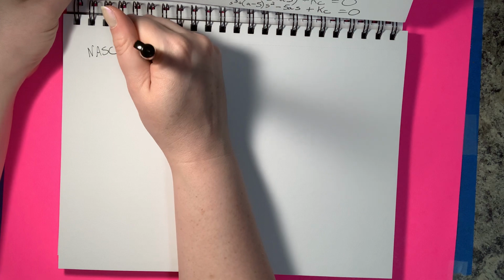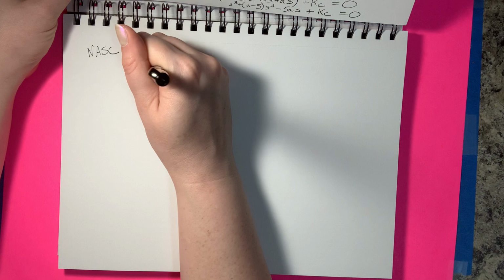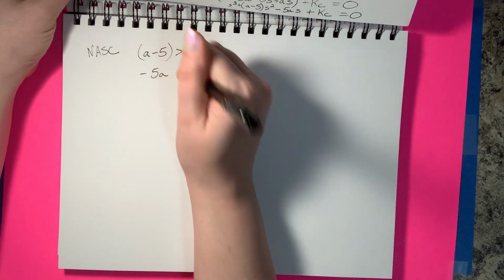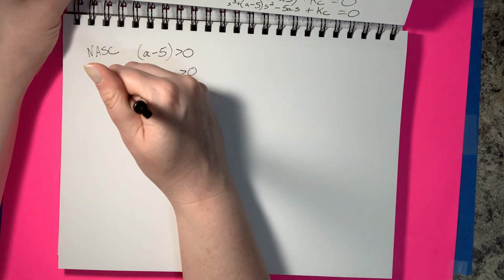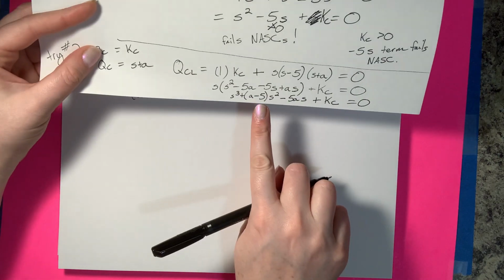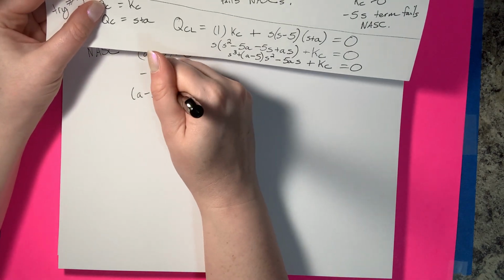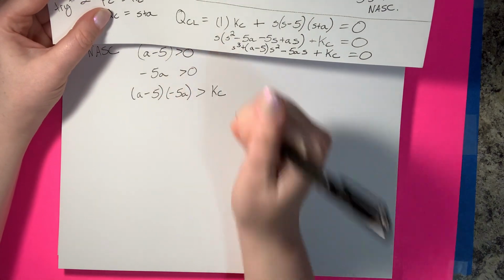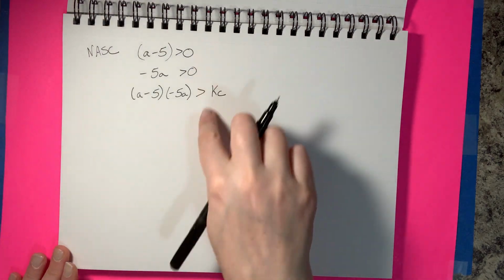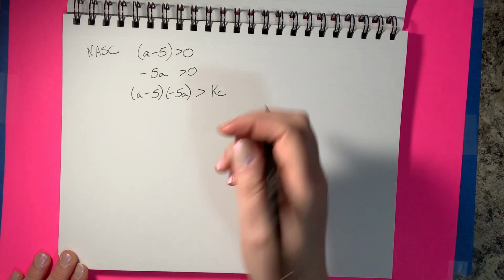So necessary and sufficient conditions for this case. A minus 5 has to be greater than 0. We have to have negative 5a be greater than 0, and that's from the second term. And then we have our third one, which is the first coefficient, a minus 5, times the next one, the negative 5a. That has to be greater than the last one for our third order. And that's our third order necessary and sufficient condition set. So can we do all of this? Let's see.